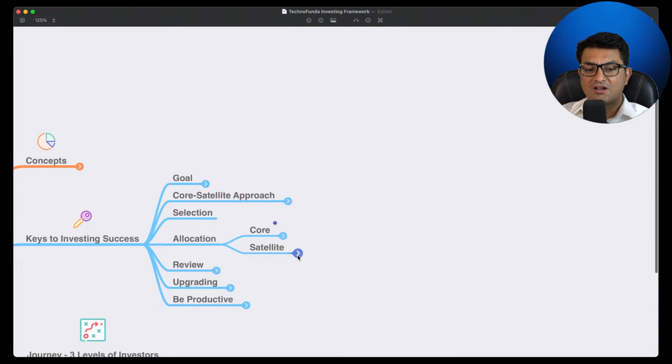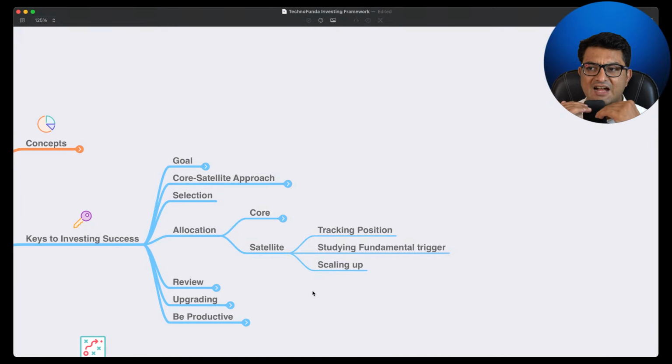Then comes your satellite portfolio, right? So here we start with the tracking position. As I said, if we are wrong, we need to get out very quickly with a very small loss. If we are right, we want to study the fundamentals, understand, build conviction, and then scale up the position. Only when you ride your winners with a meaningful position will your risk reward ultimately reflect in your portfolio returns.